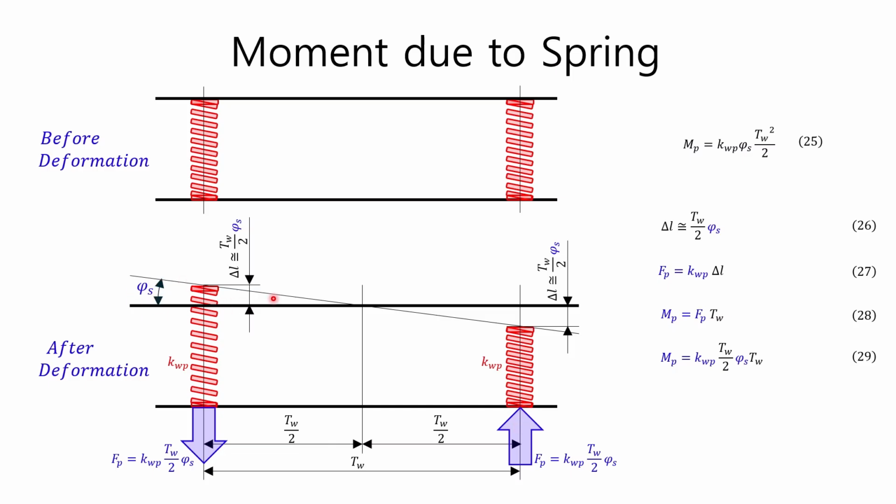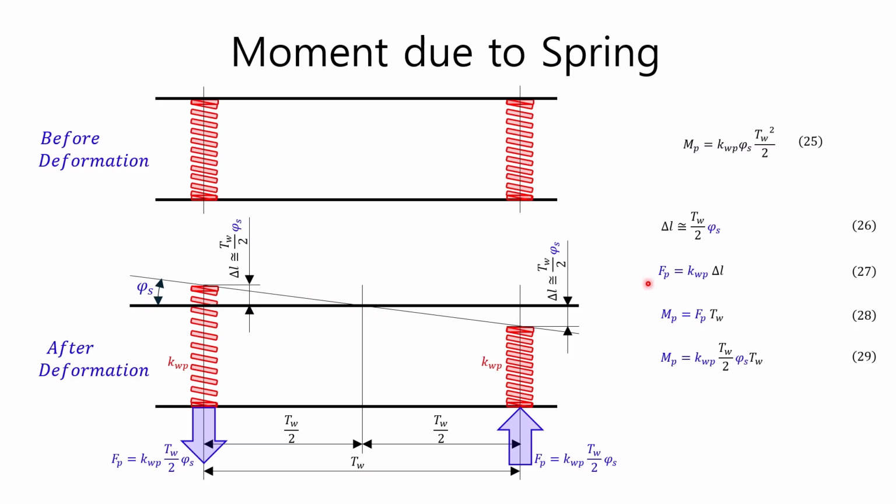For the roll angle phi s, the spring deformation length delta L can be expressed as equation 26 by multiplying half the track length by the roll angle phi s. As shown in the figure, the length of one spring decreases and the length of the other spring increases, depending on the roll of the sprung mass. Accordingly, a couple force Fp is generated on the road surface.